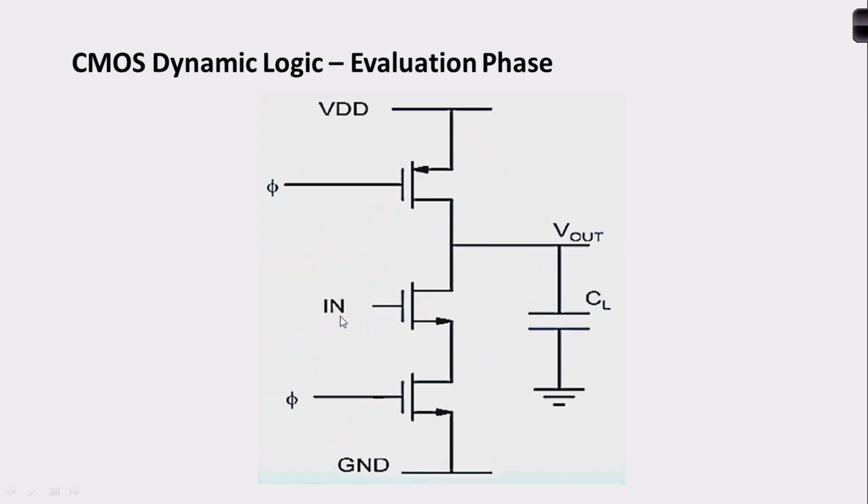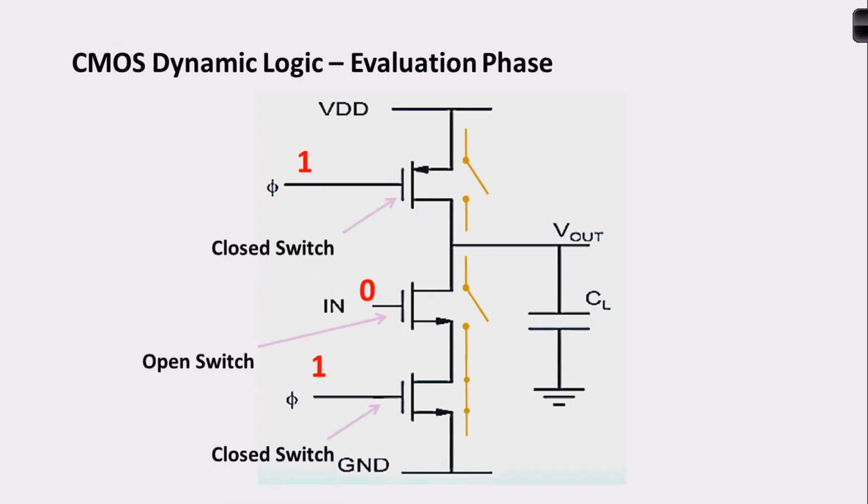Now if I apply logic 0 at the input end, again it is an open switch over here. This is going to be an open switch, it's not closed, it is open. Since we have applied logic 0 over here, again this is going to be an open switch, and this is my closed switch.